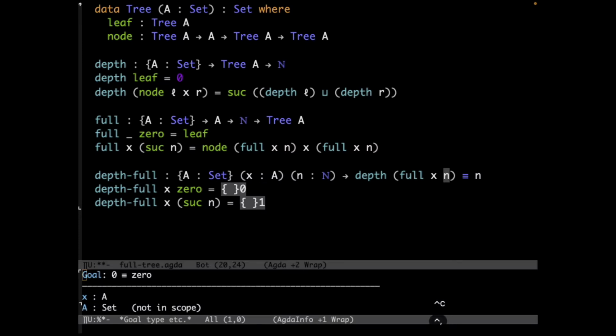And the 0 case is showing us, well, you have to prove that 0 equals 0, where Agda decided to use the nice notation in one case and the 0 constructor in the other case.